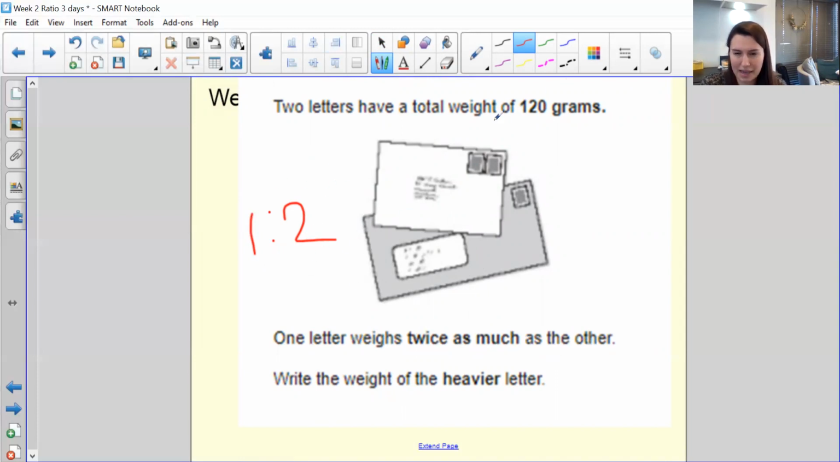The total weight is up there. We know what we do with totals. We use the bar method. So pause the screen and have a go with this ratio to see if you can work out the weight of the heavier letter.